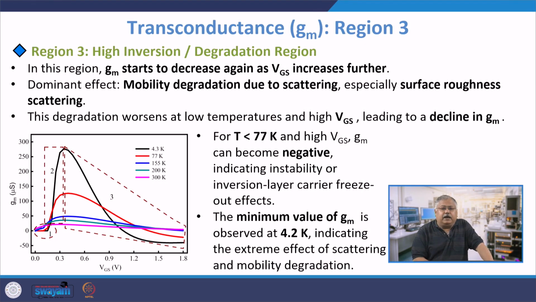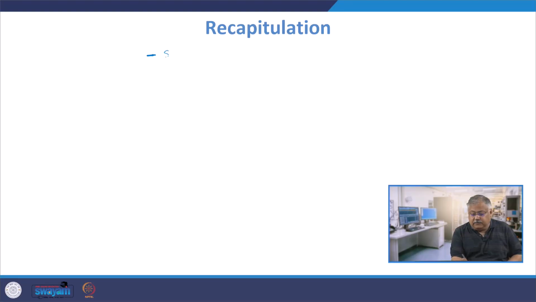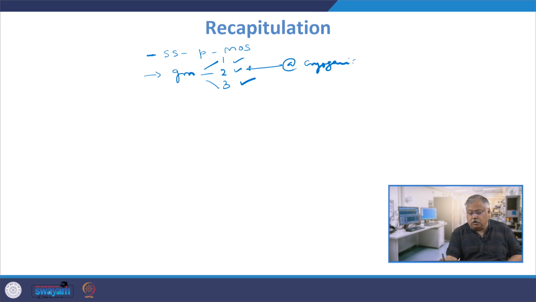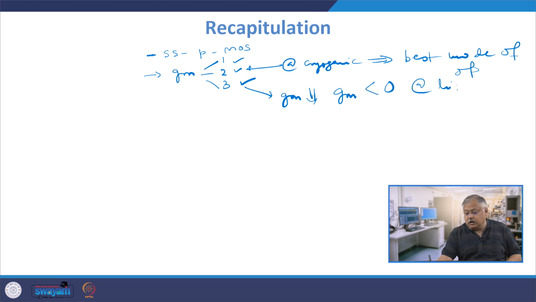So, with this basic idea, let me recapitulate what we did in this lecture. We started with subthreshold for a PMOS and explained what the PMOS subthreshold does. Then we went to transconductance. Within transconductance, we looked into regions 1, 2 and 3, and we saw that region 2 at low temperature in cryogenics is the best mode of operation, and in region 3 you will have GM decrement, and GM can even go to a negative value at high VGS because of carrier freeze out in the inversion region.